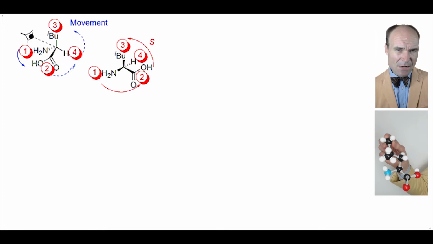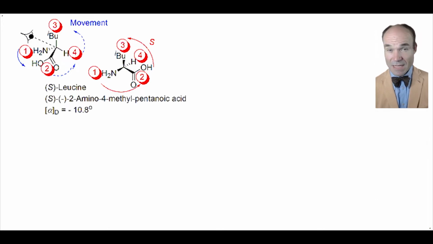So this is the amino acid leucine. Its IUPAC name is S-2-amino-4-methyl pentanoic acid. What's the minus sign about? Well, it reflects the polarimeter reading that generates an alpha value of minus 10.8 degrees.